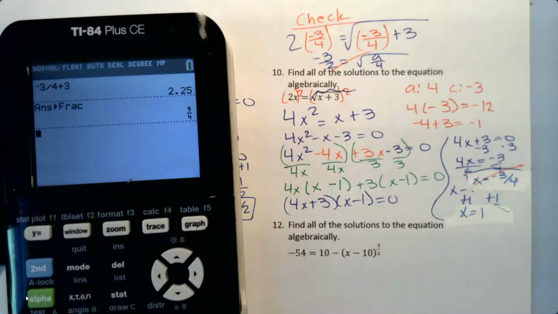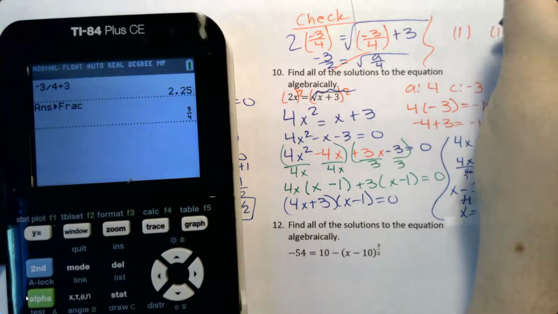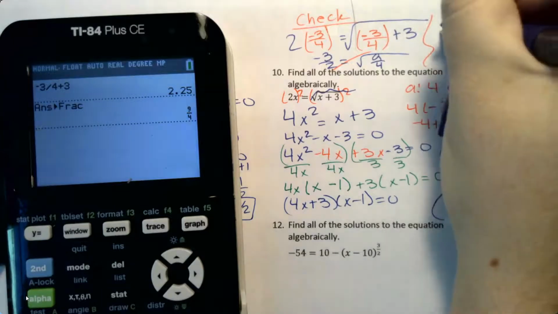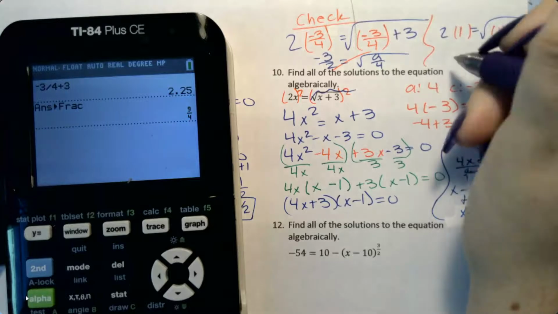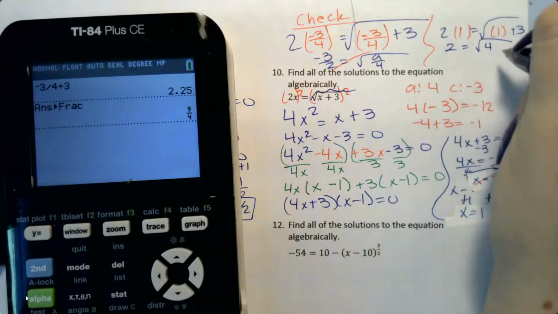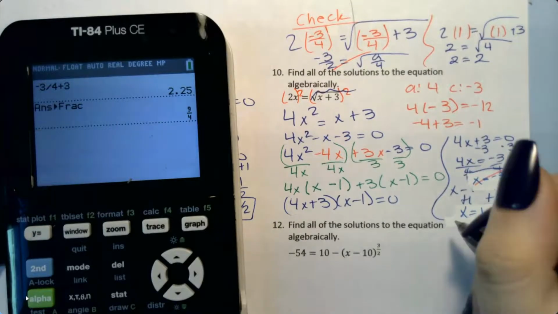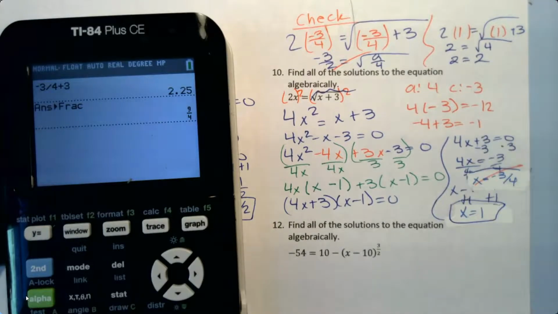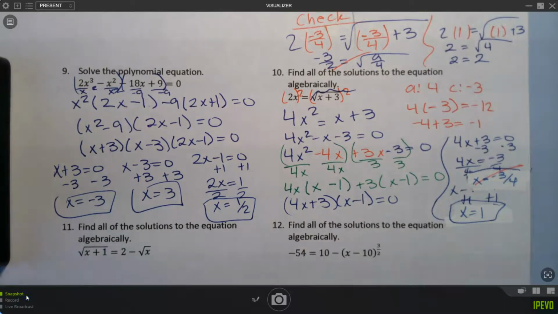So then I also want to go ahead and check my 1. So for this one, I'm going to have 2 times 1 equals the square root of 1 plus 3. 2 times 1 is 2. Square root of 1 plus 3 is 4. And the square root of 4 is a positive 2. So my only answer on number 10 is this 1. Again, I will give you way more room on the test.